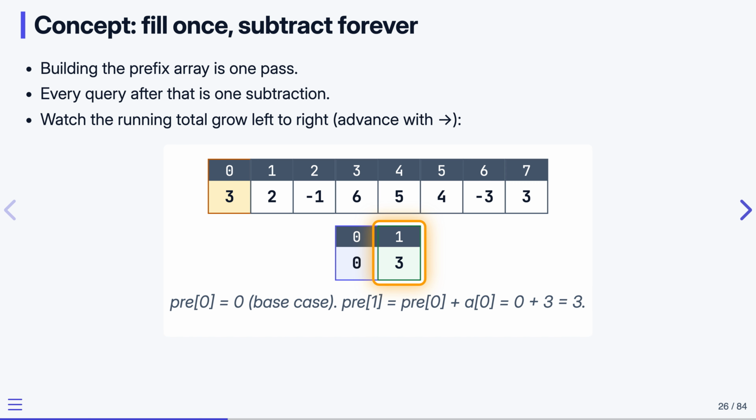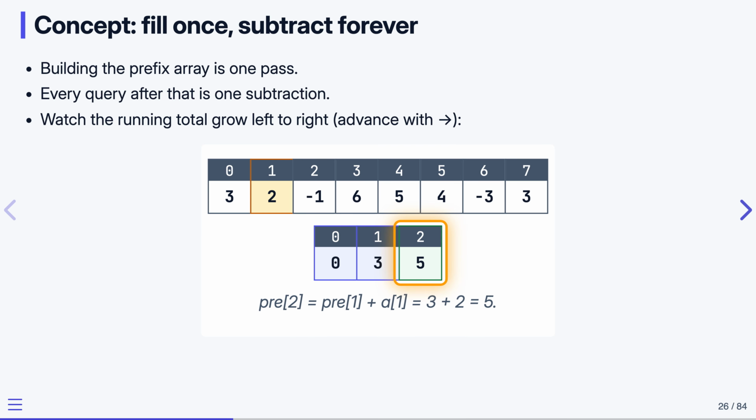Then pre[1] is pre[0] plus A[0]. That is 0 plus 3, so 3. Next, pre[2] is pre[1] plus A[1]. That is 3 plus 2, so 5. Each new entry just adds one more element to the total before it.